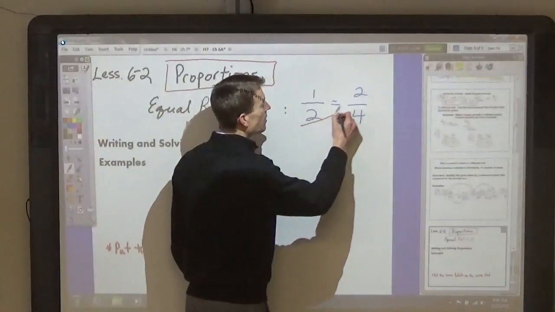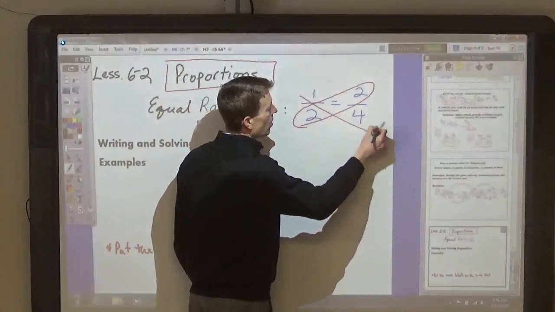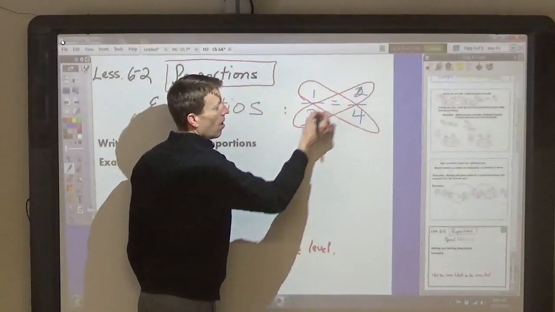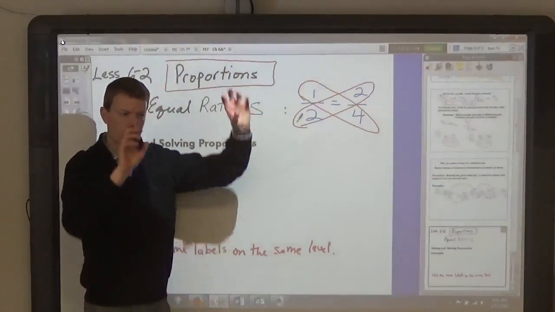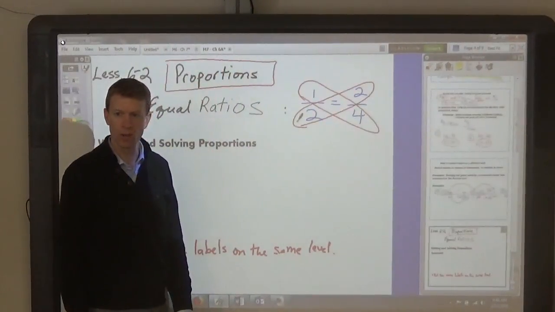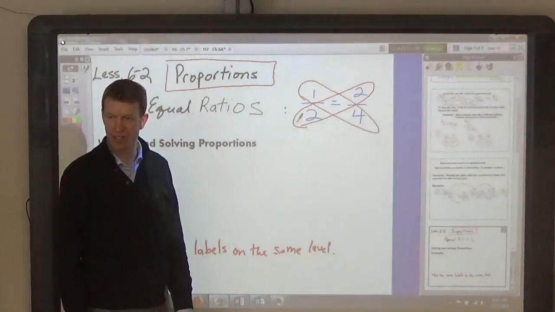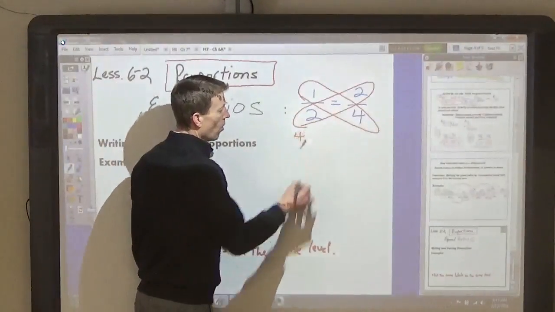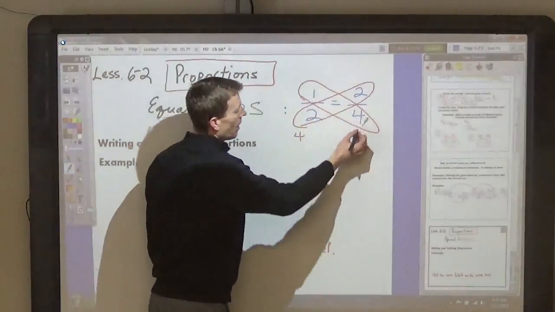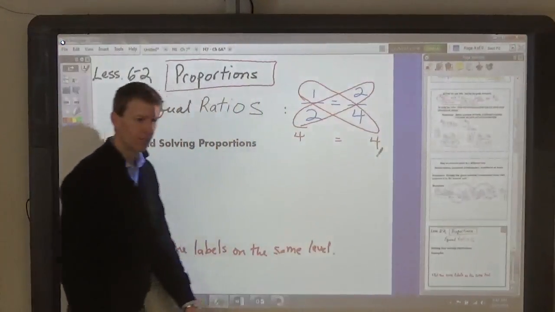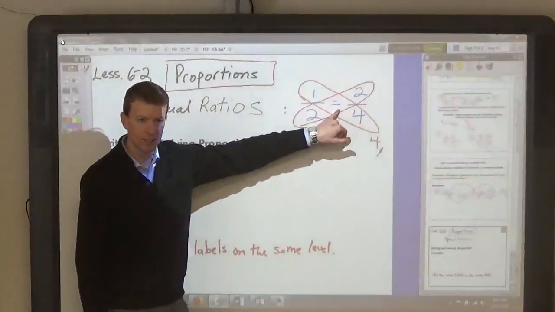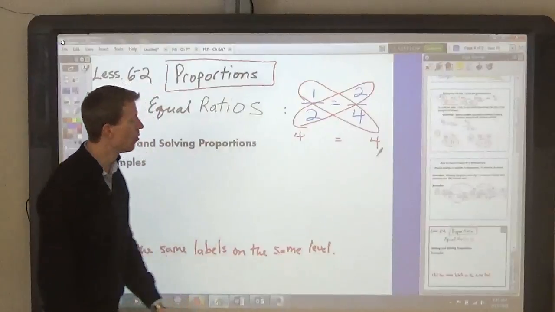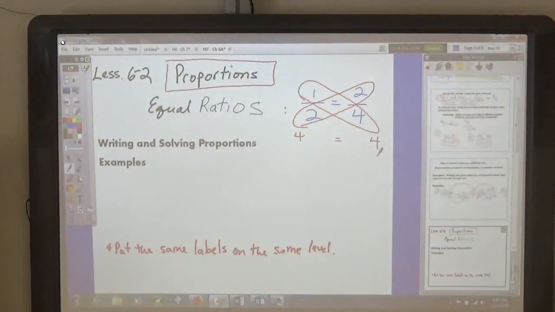Well, because these two numbers, these are called cross products. In other words, the product of the two numbers that are across from each other are equal. Okay? So notice, if you multiply 2 times 2, you get 4. And 1 times 4 is 4. And so, these two ratios are proportions, because their cross products are equal. Okay?